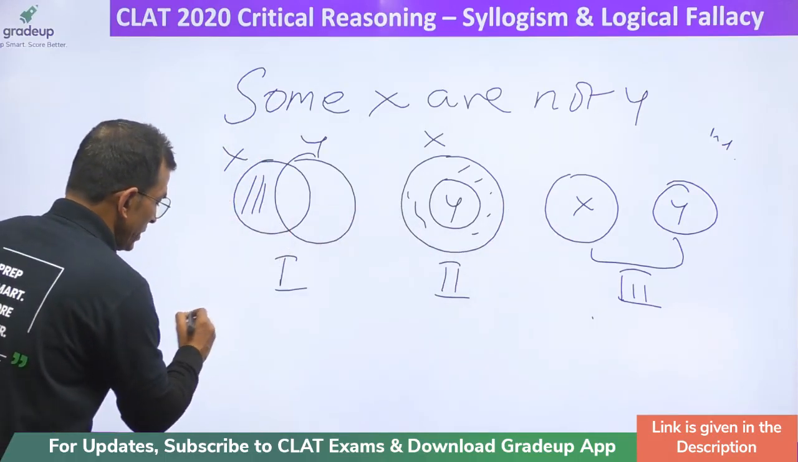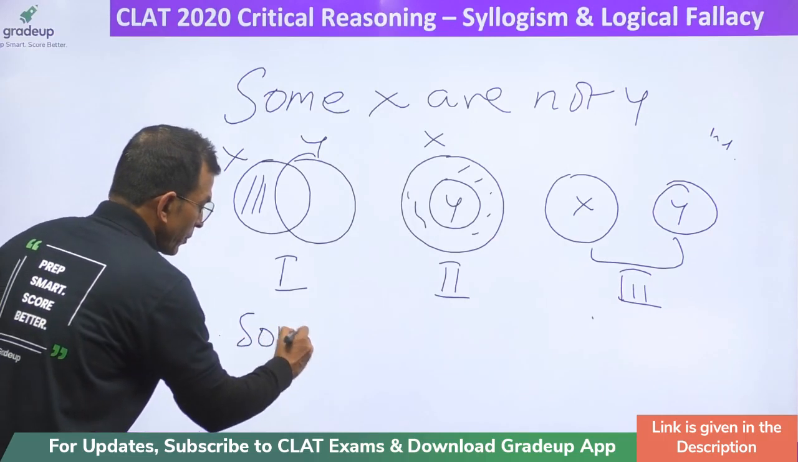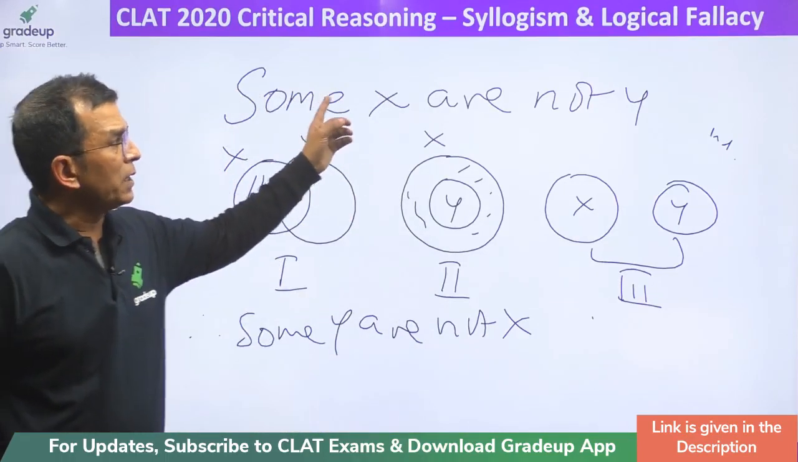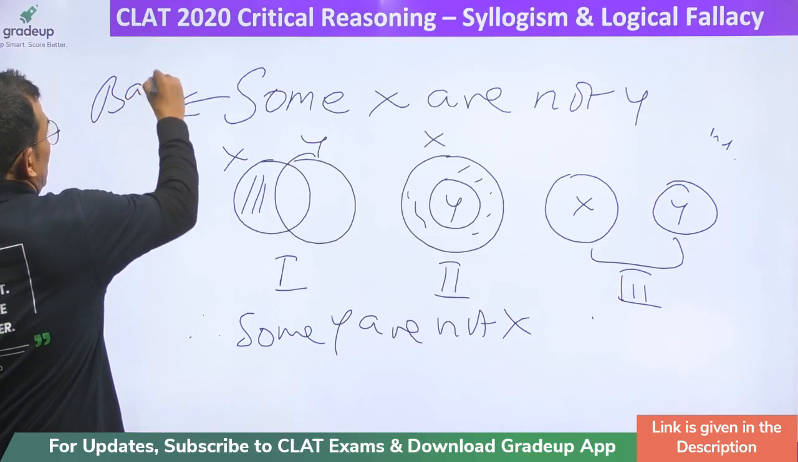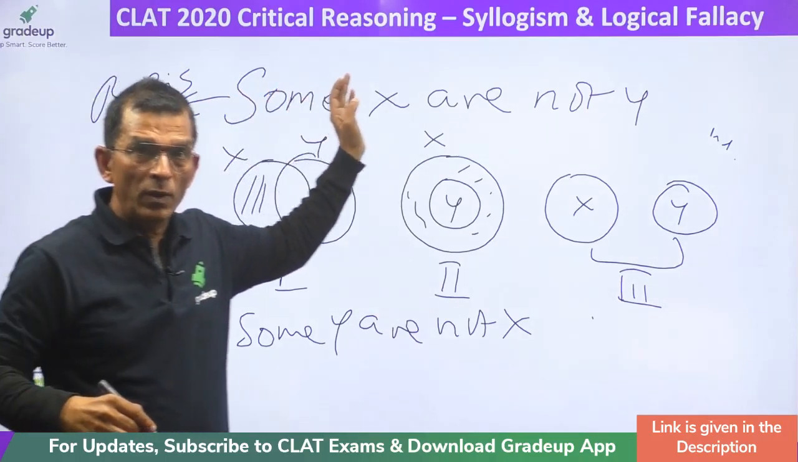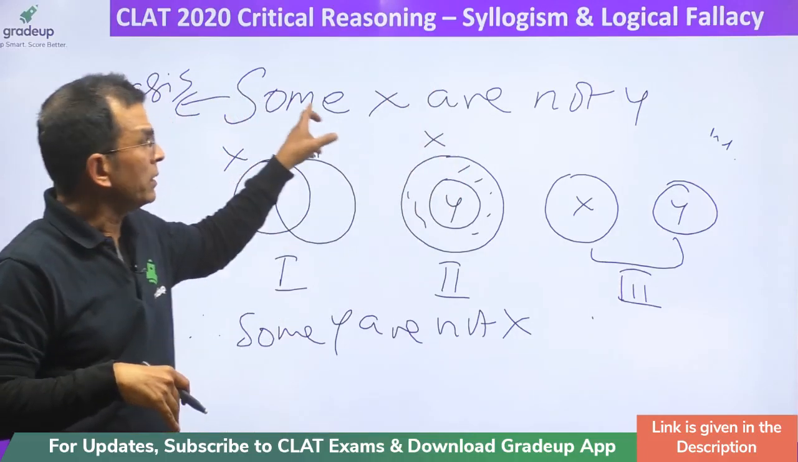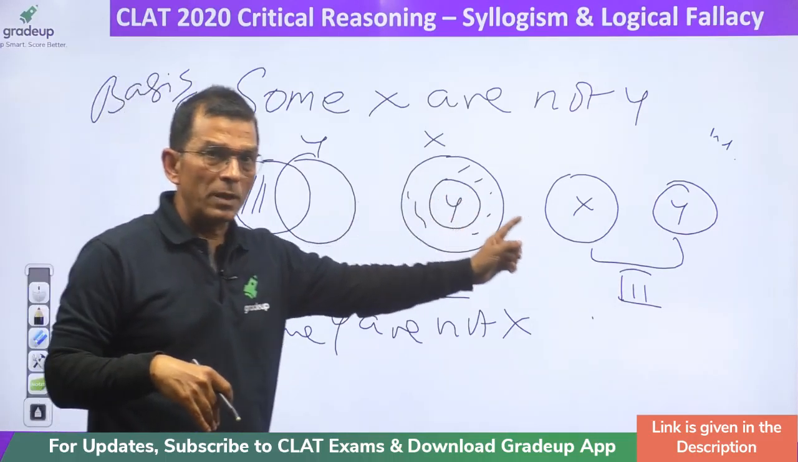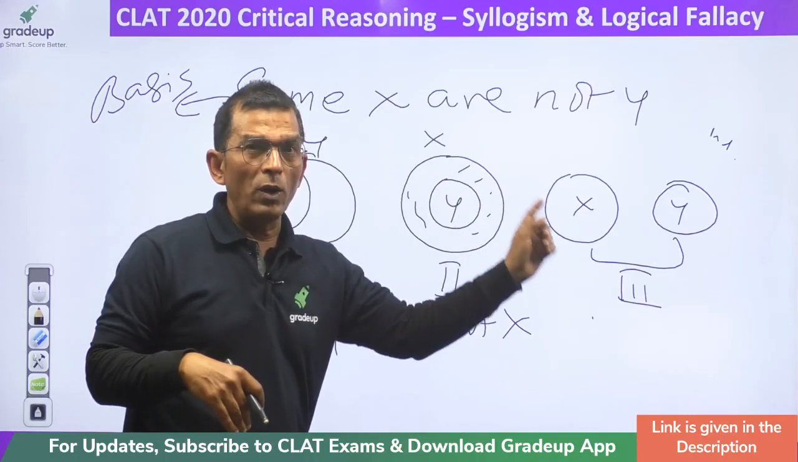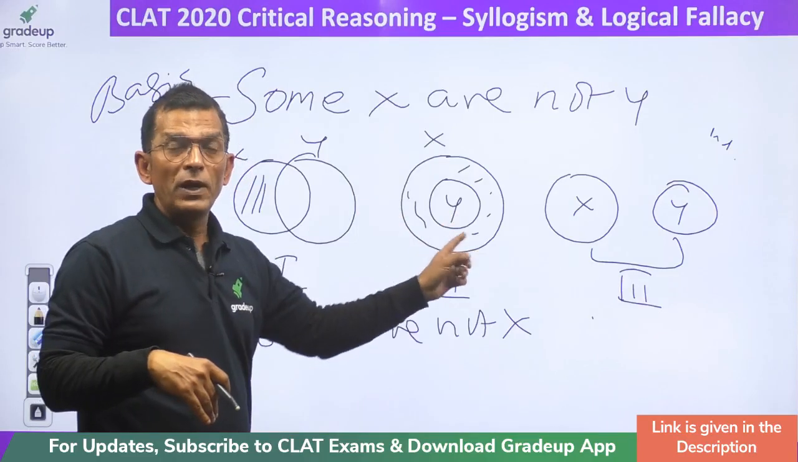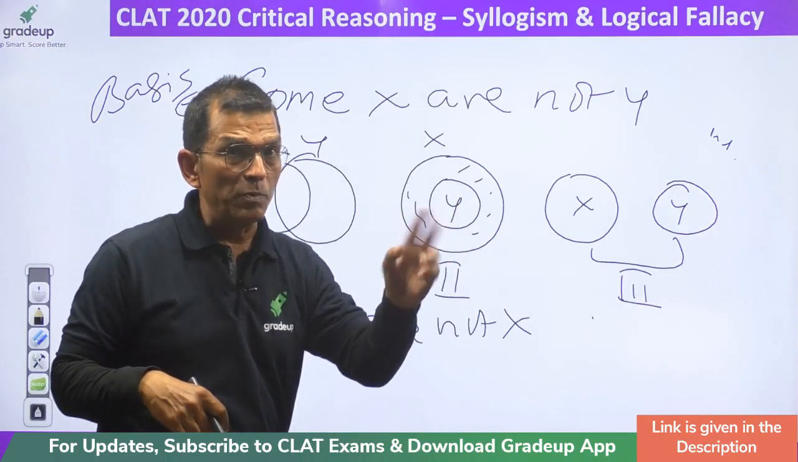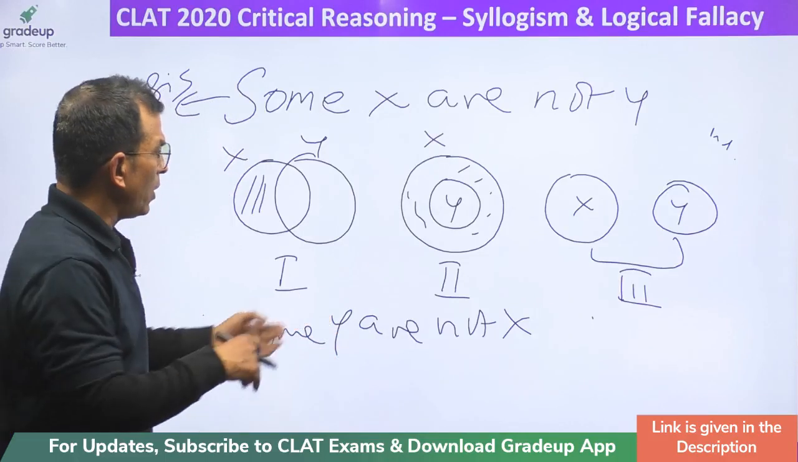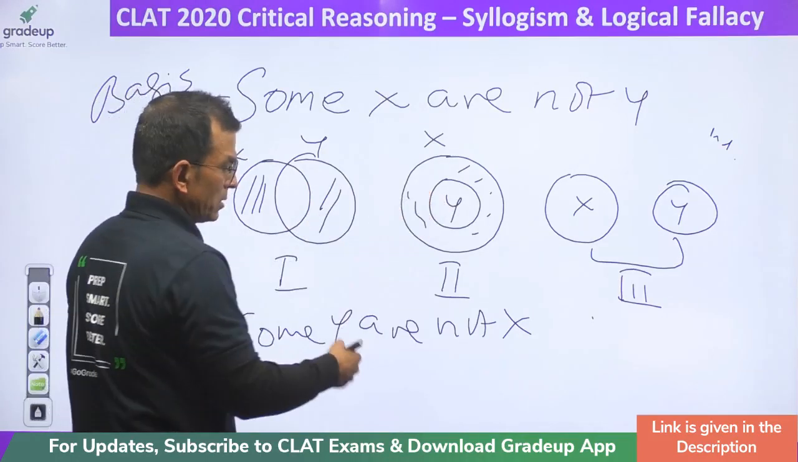We can try it. The first conclusion is some Y are not X. What I'm saying is, suppose some X are not Y is the basis. All of them will give probable conclusions. Check the statement in all the 3 diagrams. If it is true in all the 3, then it is true. If it is true in one and false in the other, then it is maybe. And if it is false in all the 3, then it is false. So some Y are not X is true in this, not true in this. Therefore, it is immediately maybe.